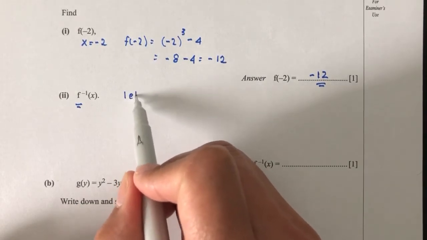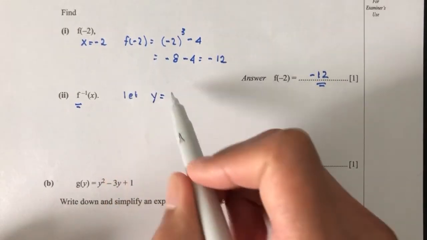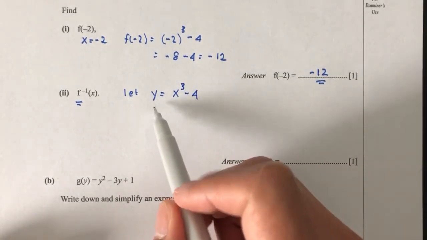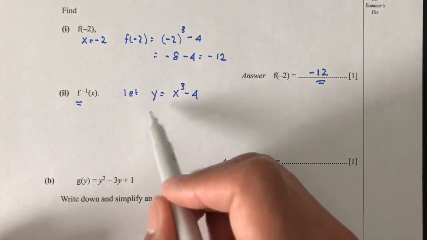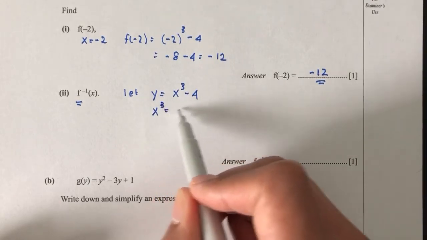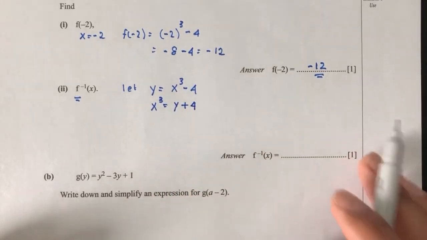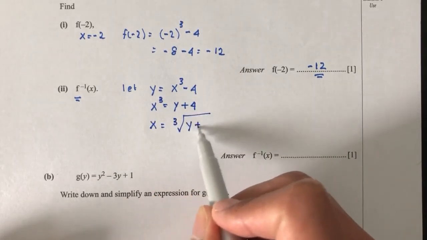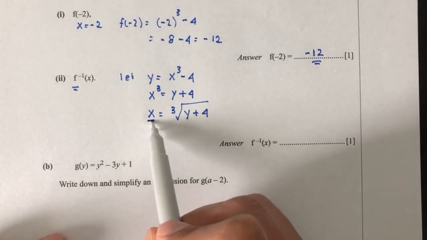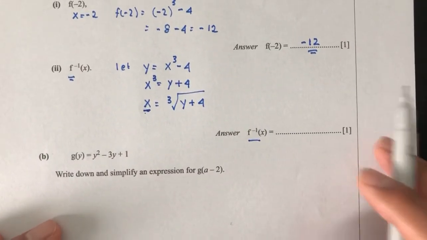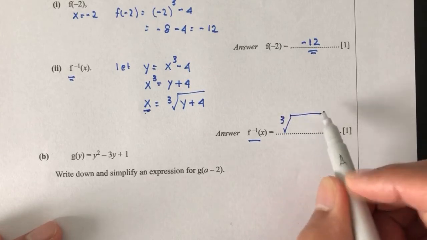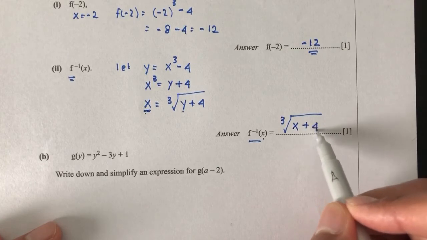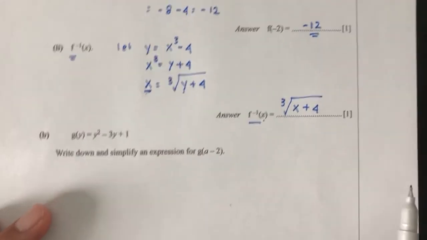So first step, we have to let y equal to the function, which is x cubed minus 4. So make x the subject of formula, so we have to do x cubed equal to y plus 4, and then x will become cube root of y plus 4. So since we have x as subject, we know the value of this already, which is cube root of, we have to replace the value of y by x, so cube root of x plus 4 is your answer for part 2.